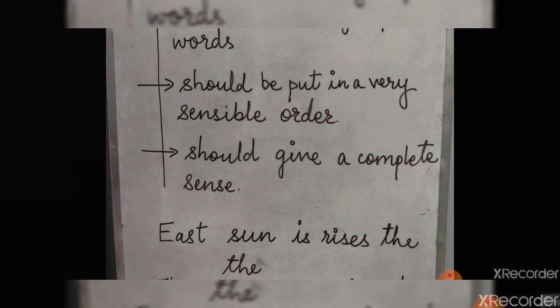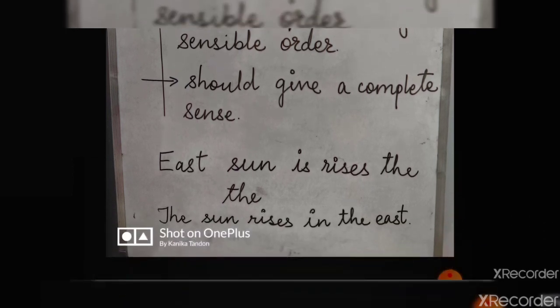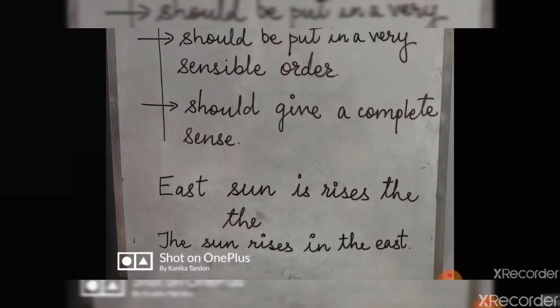So when this group of words is put in a sensible order, it will give you a complete sense. For example, the sun rises in the east. Now, this group of words has been put in a very sensible order and is giving a complete sense. So, this is a sentence.